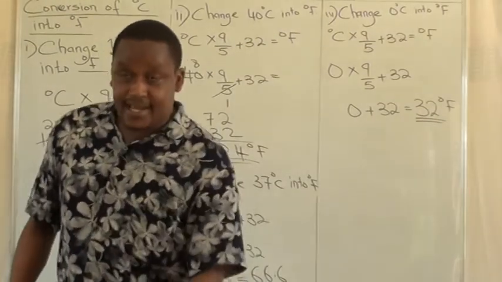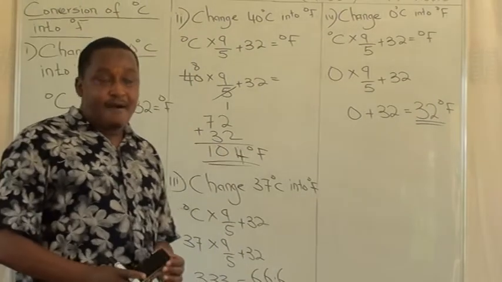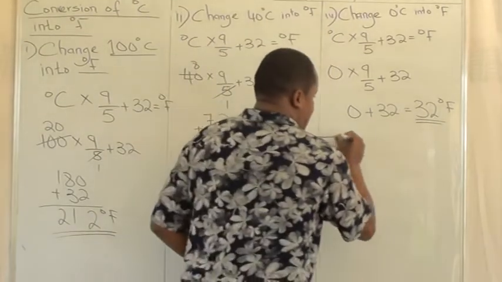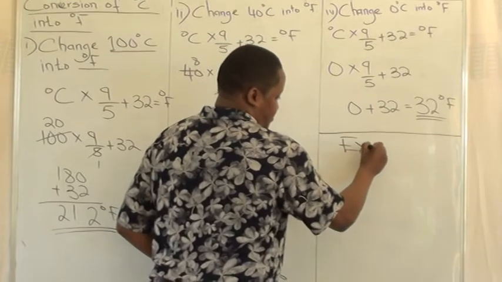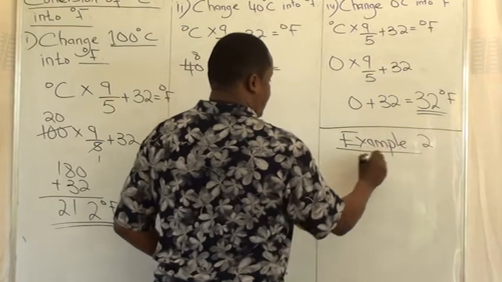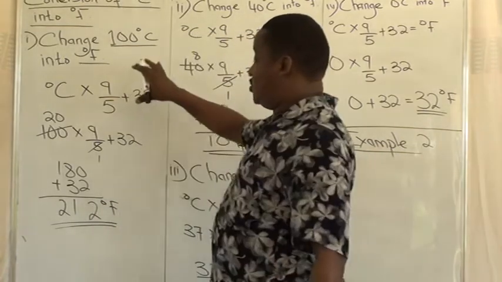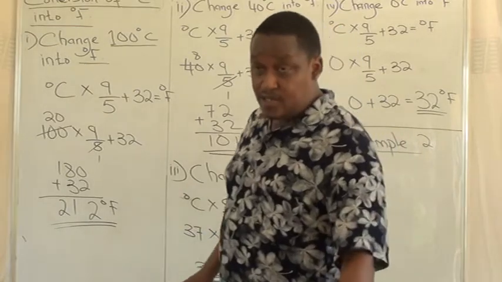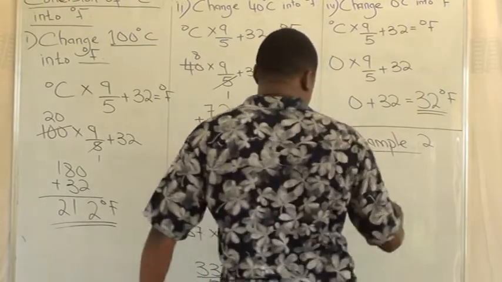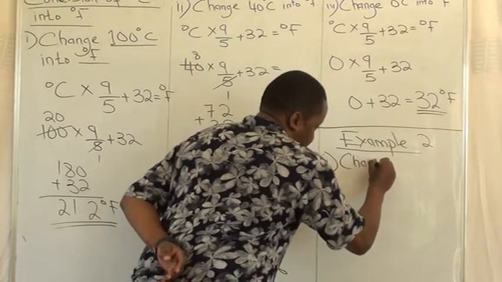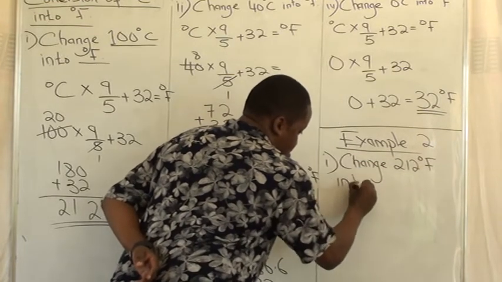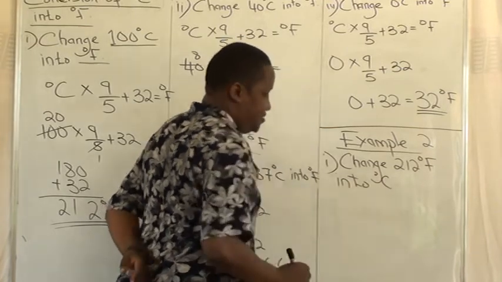Now, let us go to our second example of changing Fahrenheit back to degrees centigrade. So example 2. And I'm going to use the same numbers that we have used here so that we may not get lost. We are going to use the same number. Let us use this one that we got here. So let us change 212 degrees Fahrenheit into degrees centigrade.